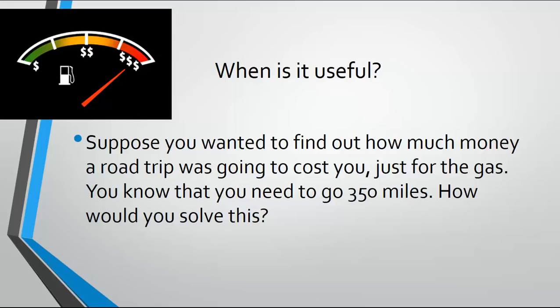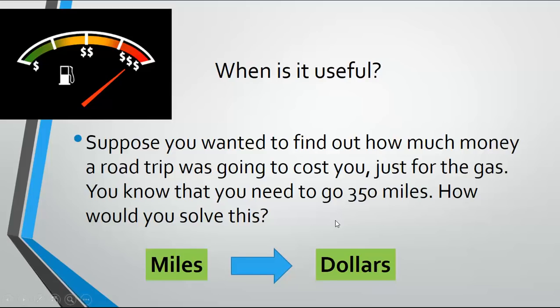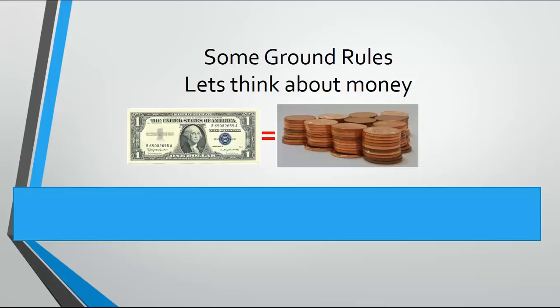So for example, suppose you wanted to go and find out how much money a road trip was going to cost you, but just for the gas. So in this case, you would be essentially converting the amount that you want to go, let's say 350 miles, into dollars. So how do we convert miles into dollars? Well, in order to answer this question, we're going to start a little bit smaller. Rather than going from miles to dollars, I would like us to first consider money, because I think that money is a little bit easier to conceptualize.